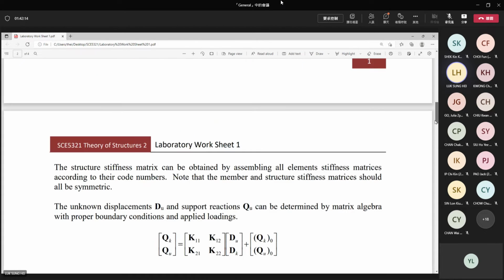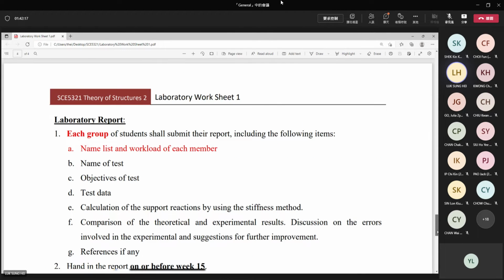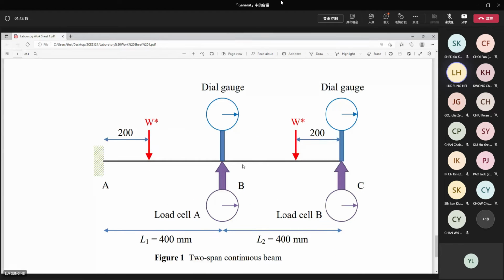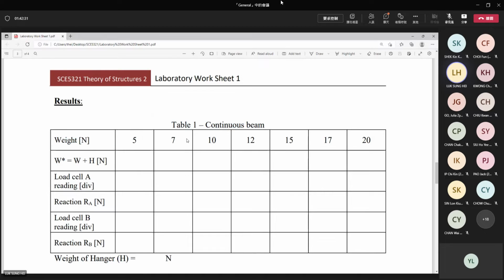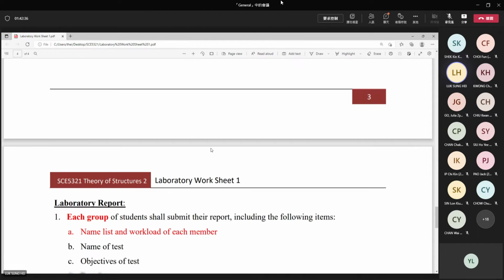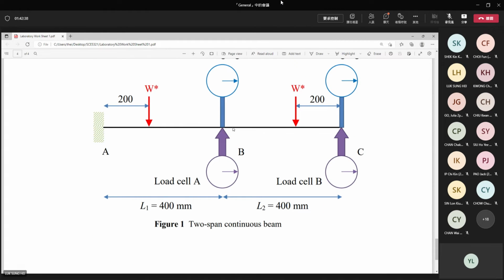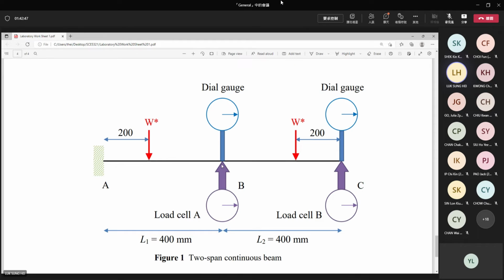We consider a simple 2-span beam right here. One end fixed and then roller supports. Your task is to apply the loading at the locations indicated by the red arrows. The loading is shown in the previous table. You apply loading step by step for 5, 7, 10, and so on. And then your task is to measure the reactions at the 2 roller supports, B and C. Measure the reactions for each loading case. This becomes the lab data reactions.